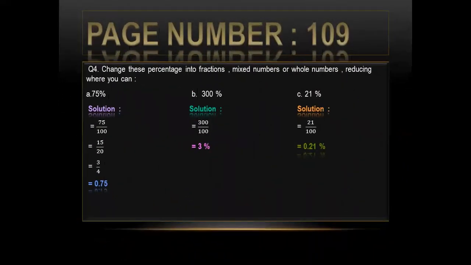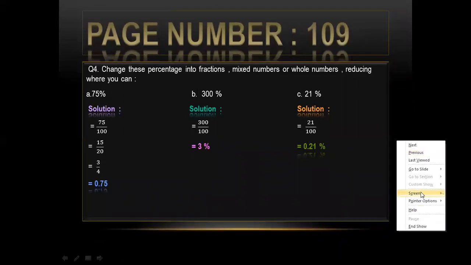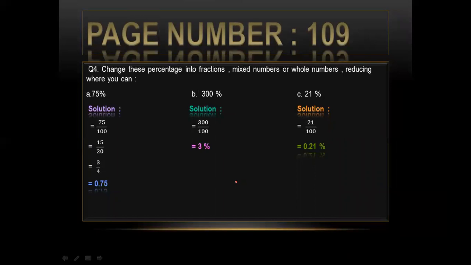Question number 4 is 75%. We write 75 over 100. We can cancel 75 and 100 both by the table of 5, giving 15 over 20. Again, we can cancel 15 and 20 by the table of 5, giving 3 over 4. And 0.75 is our required answer.